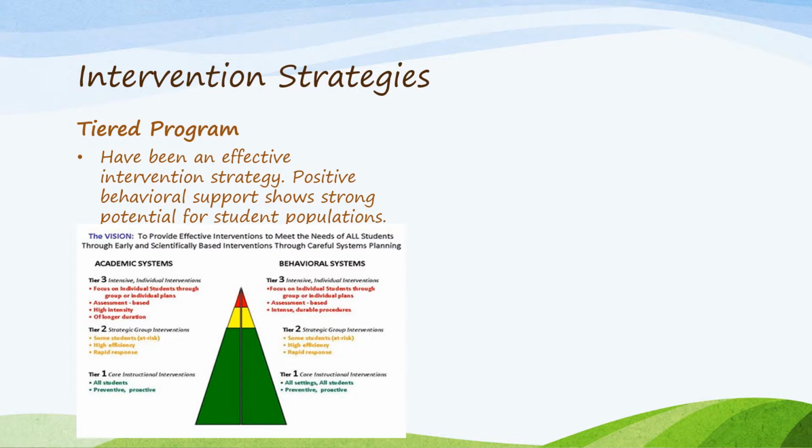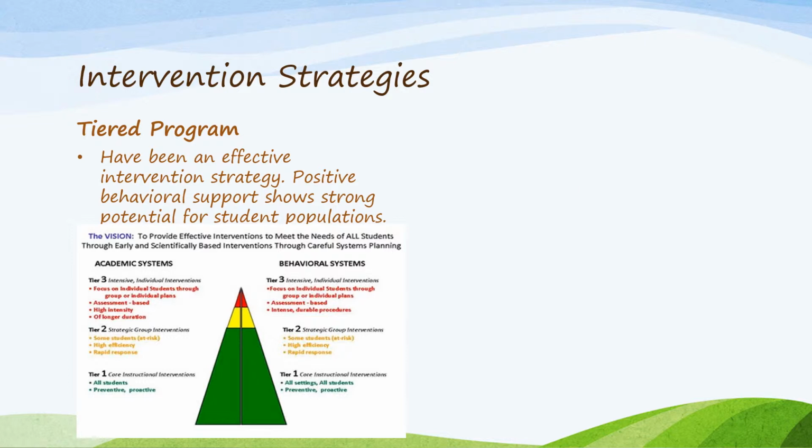So looking at the behavioral system on the right here, the first tier, tier 1, is the core instructional intervention. And this is in all settings and includes all students. It's trying to be preventative but proactive. Tier 2 is the strategic group intervention, so now you're narrowing it down to a more included population. So this is only some students that are at risk for BD, high efficiency, and a rapid response.